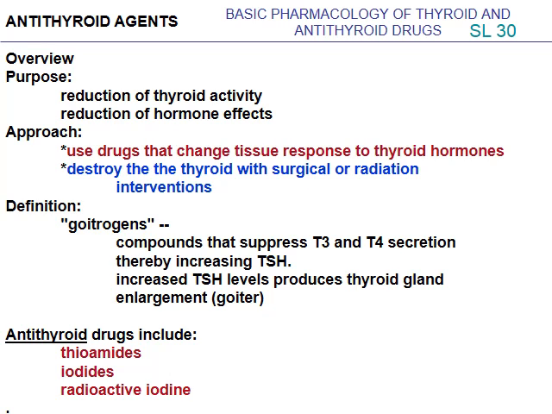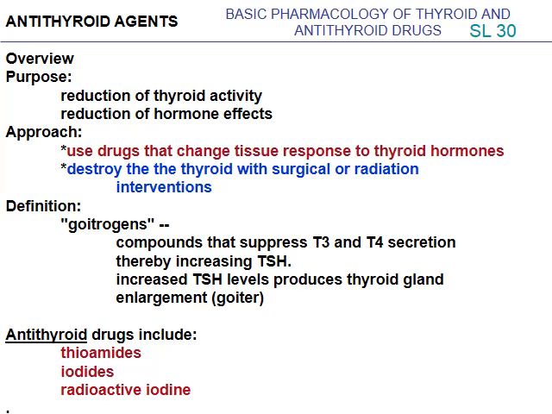So, we're going to now talk about the basic pharmacology of both thyroid and anti-thyroid drugs, and we're going to start with the anti-thyroid drugs. The purpose of these drugs is to reduce thyroid activity and to reduce the hormonal effects of T4 and T3. The approach will be to use drugs that change tissue responses to thyroid hormones, or to literally destroy the thyroid with surgery or with radiation.